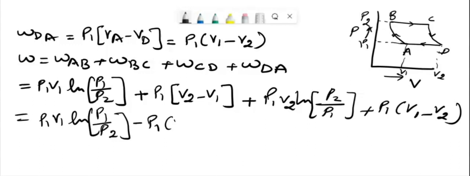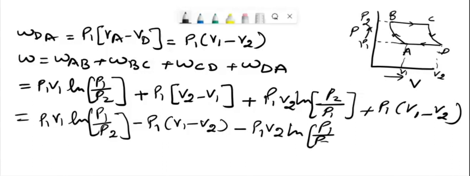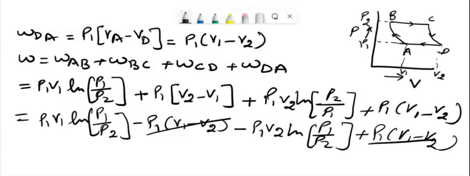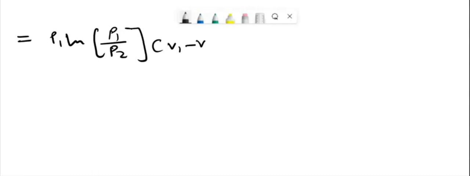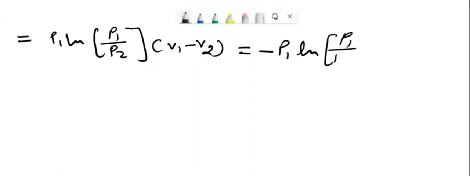It can be written as, we can take the negative sign out, so it will be V1 minus V2. Here if we reverse this, it will be P1 V2 ln P1 upon P2. By taking the negative sign out, we can reverse the value inside the ln, plus P1 times V1 minus V2. It's the positive value and it's the negative value, so we can cancel it out. Further, what will be left is P1 ln P1 upon P2 times V1 minus V2, which will be minus P1 ln P1 upon P2 times V2 minus V1.